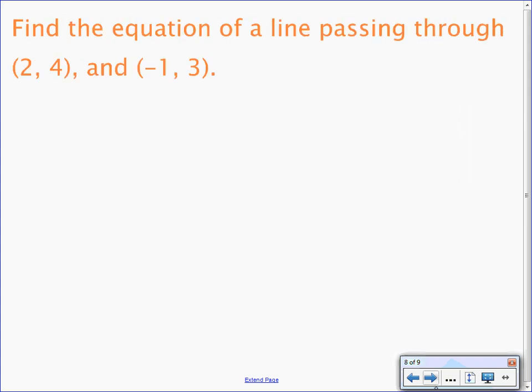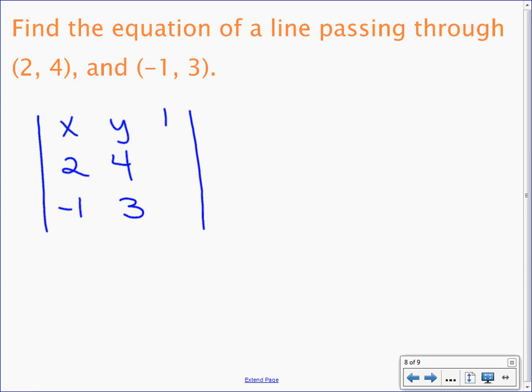I want the equation of the line passing through these 2 points. Now we know how to do this algebraically. Let's do it using the determinant of the matrix. All right, so what we're going to do is our first point's going to be x, y, and then we're going to put in (2, 4) and (-1, 3), and then we have our column of 1s. And we want this determinant to equal 0.